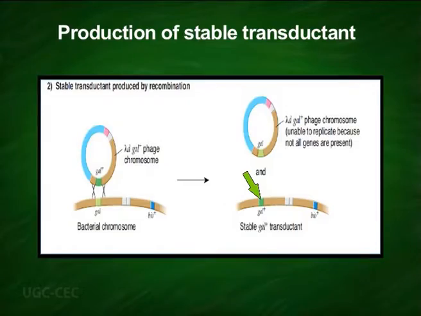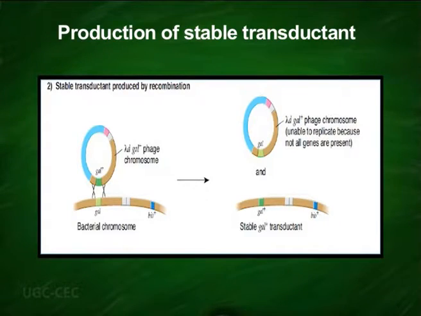So who is the transductant here? The recipient bacterial cell. It is the result of a stable transductant. Why is it stable? Because if we look at the genotypic composition of the recipient bacterial cell, it is only containing the gal positive and biotin and no part of the viral DNA. So hence it is more stable in nature as compared to the other cases.